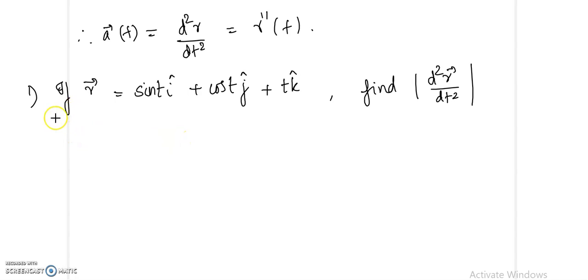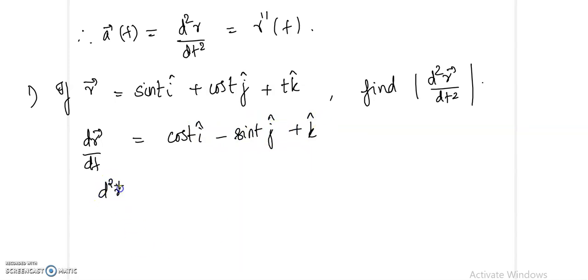Let's look at an example. You are given the position vector r equal to sin t i plus cos t j plus t k. Then we are asked to find the magnitude of d square r by dt square. So let us find the vector r dash of t first. So r dash of t, let me write it as dr by dt. So differentiate component wise. So that will be cos t i, then minus sin t j plus k.